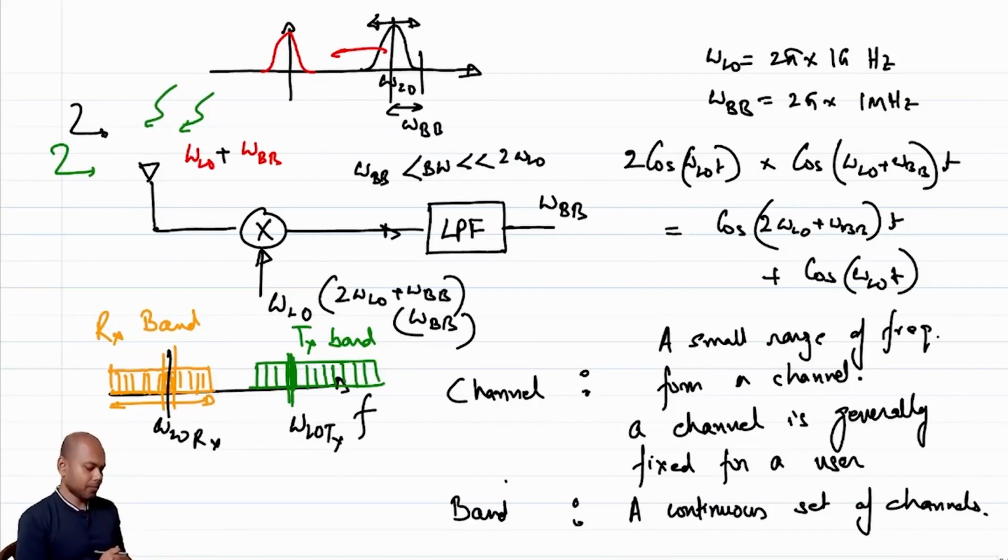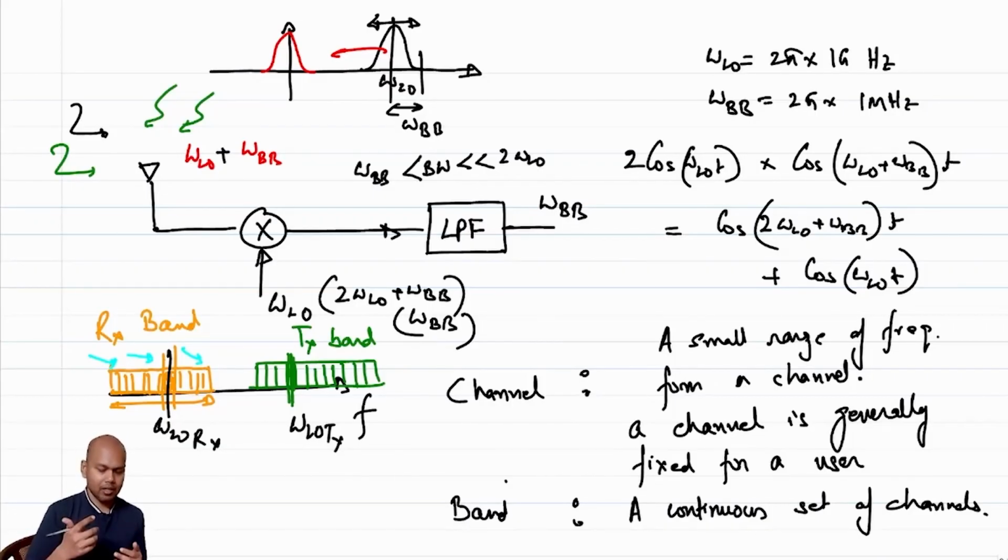What I was trying to motivate here is that even though in the RX band you are sitting around some omega LO, you are receiving from this band, from this band, and from this band. Not only that, you are also seeing the transmitter bands, right? Because you are also seeing outputs from the transmitter bands which are impinging on your antenna.